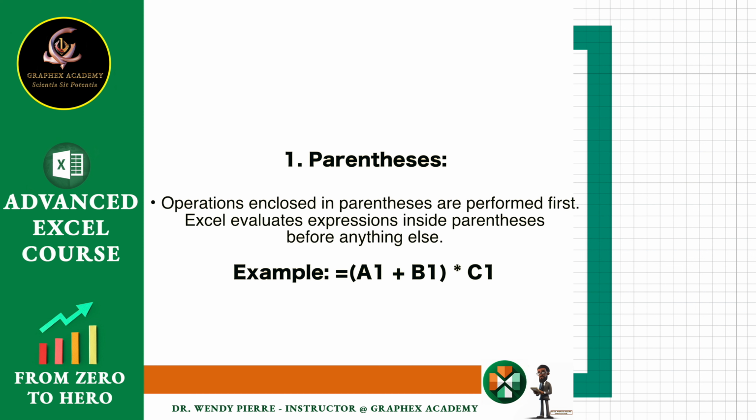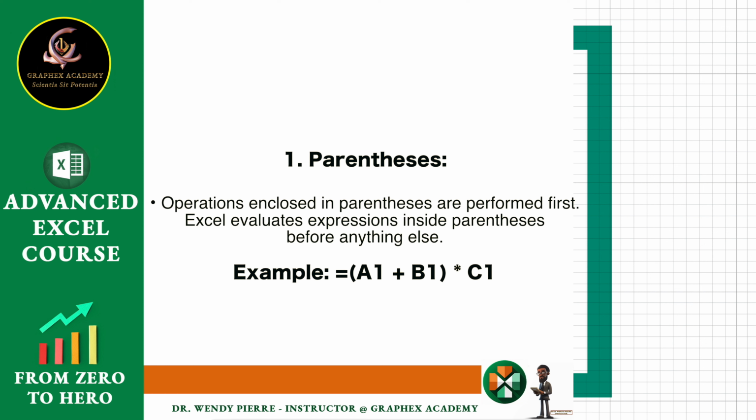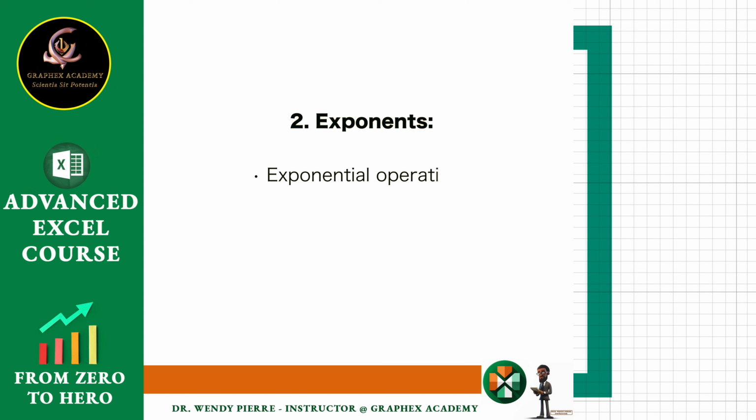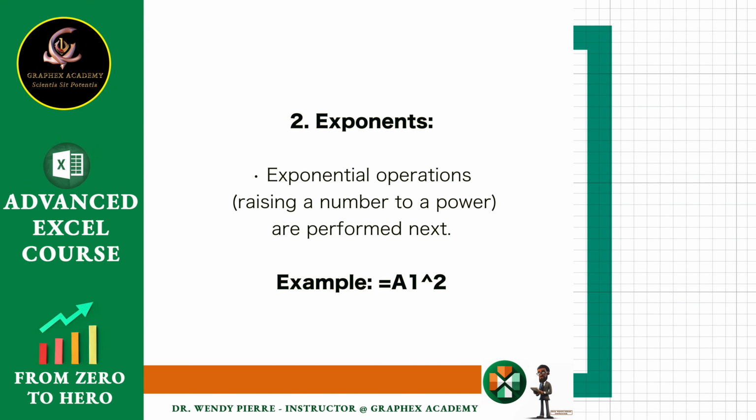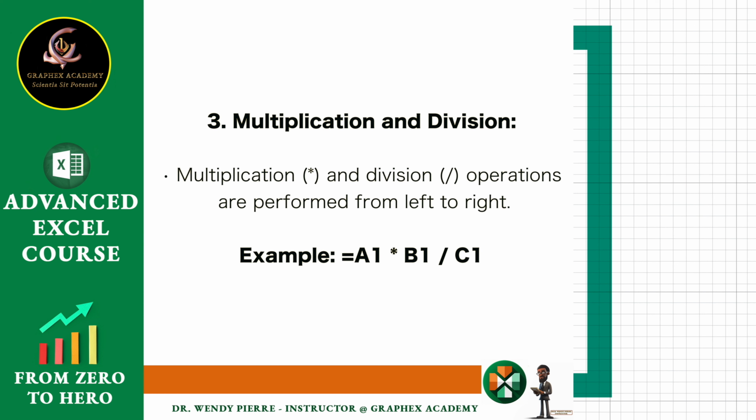1. Parentheses. Operations enclosed in parentheses are performed first. Excel evaluates expressions inside parentheses before anything else. Example: =A1+(B1*C1). 2. Exponents. Exponential operations, raising a number to a power, are performed next. Example: =A1^2.